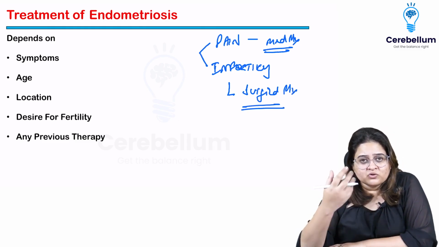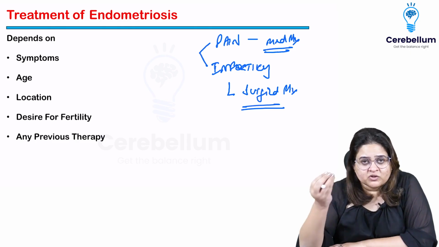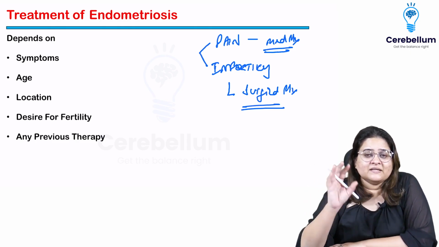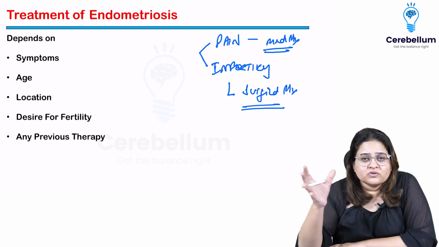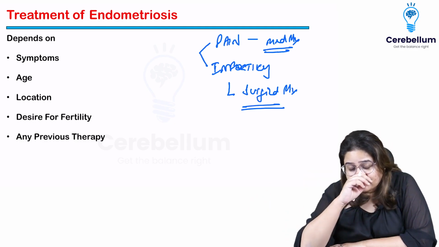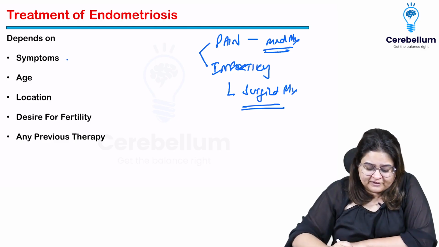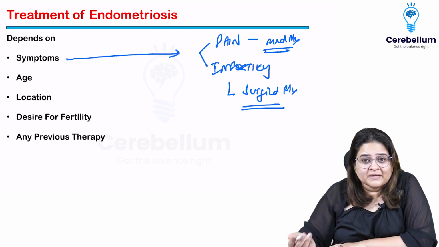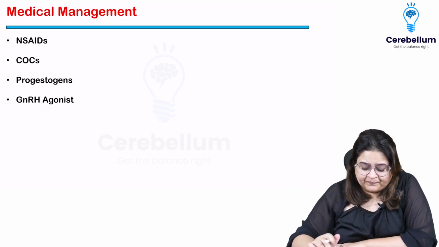you want to see the tubes, you want to try and restore normal anatomy, you want to take out any chocolate cysts, you want to ablate any endometriotic deposits, you want to do adhesiolysis and try to restore normal anatomy as far as possible. So this is the mantra. If the question says pain is the primary symptom, then think of managing her medically. But it depends on a lot of other things also.